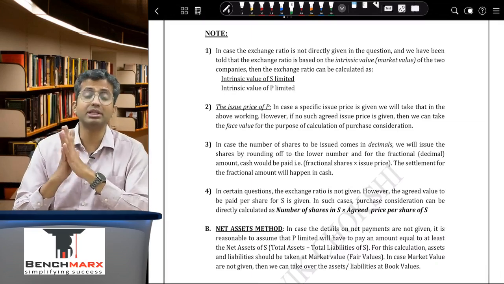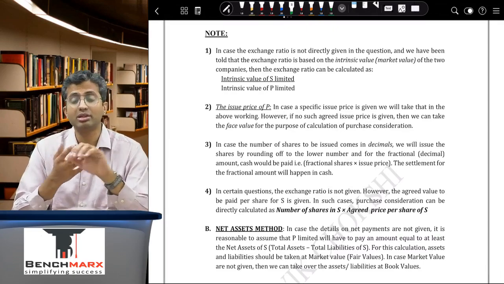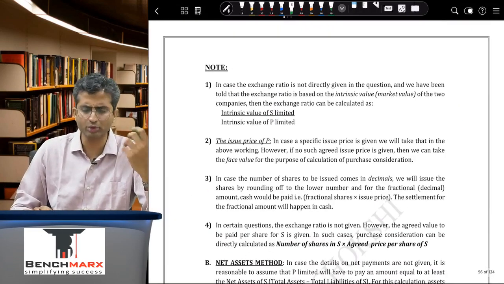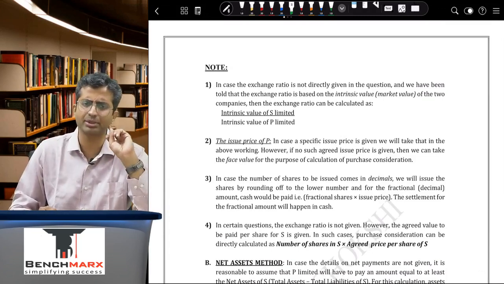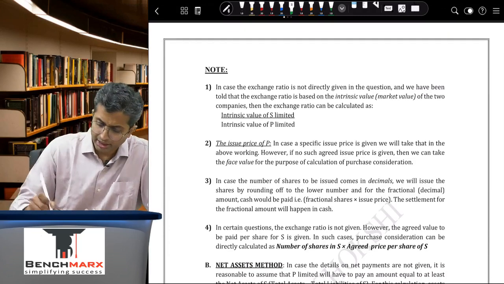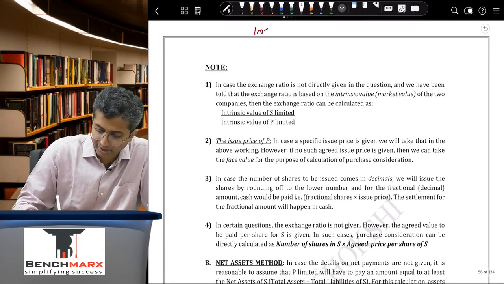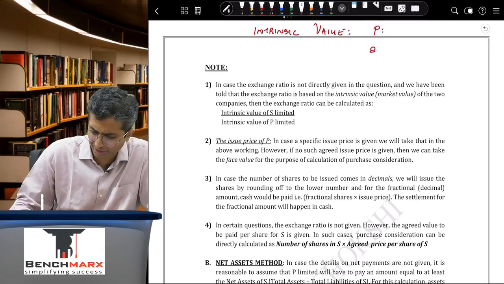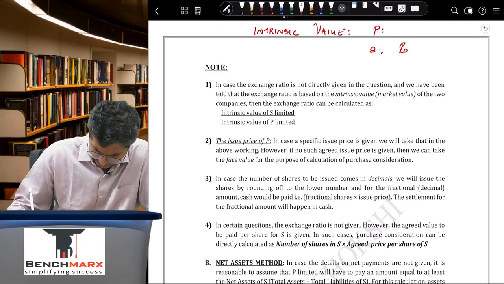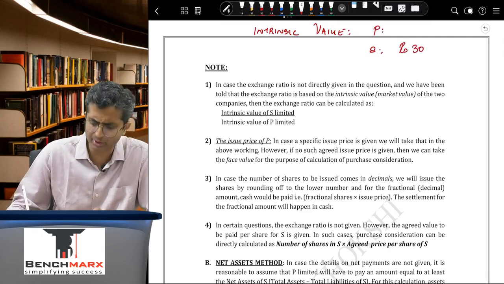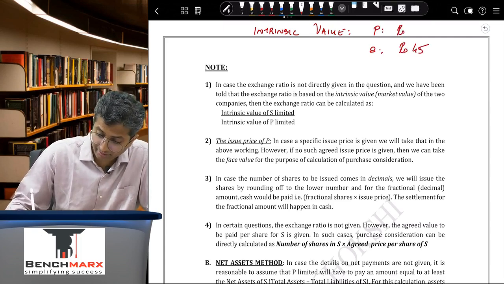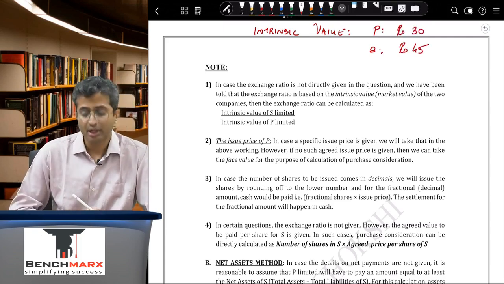One of the adjustments that the institute uses is, it does not tell you this exchange ratio of 1.5:1 or 3:2. 3:2 means for every 2 shares of the selling company, 3 shares of the purchasing company. It says that the intrinsic value is the real value of the shares. The intrinsic value of the purchasing company and of the selling company is given to you. Selling company, intrinsic value is given as, for example, 45. Purchasing company, the intrinsic value is given, for example, as 30.